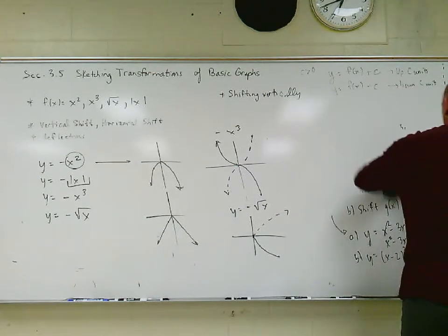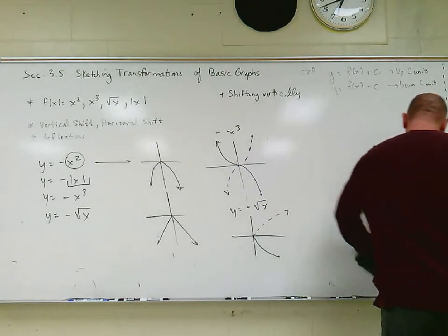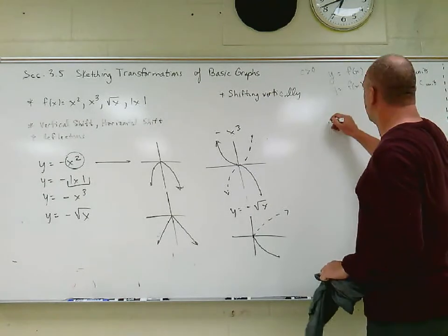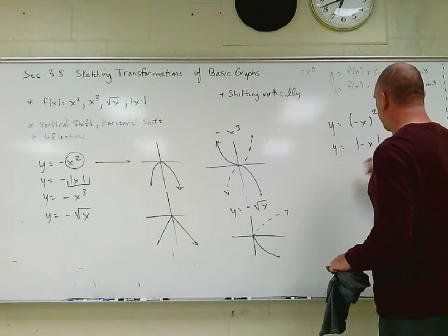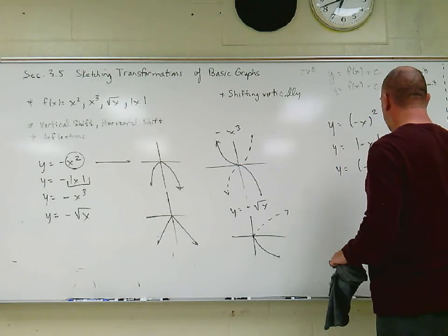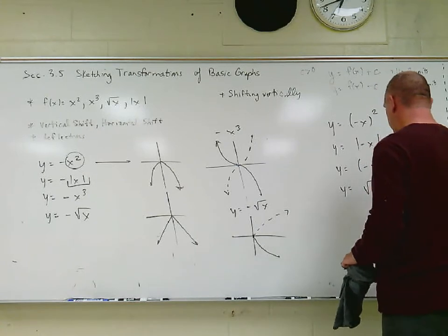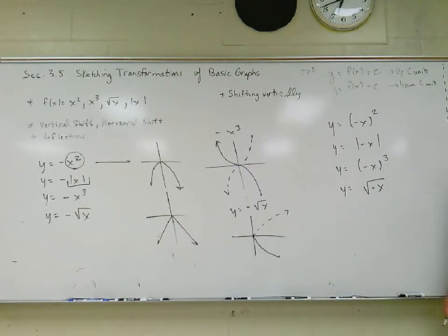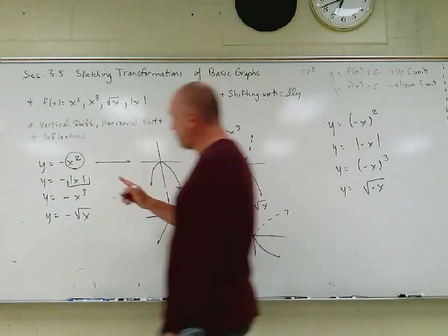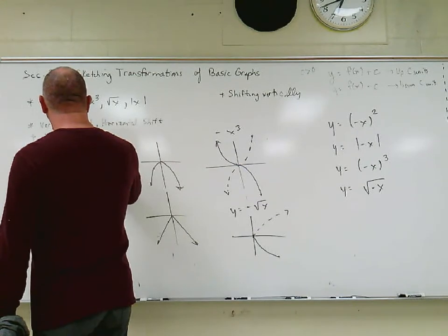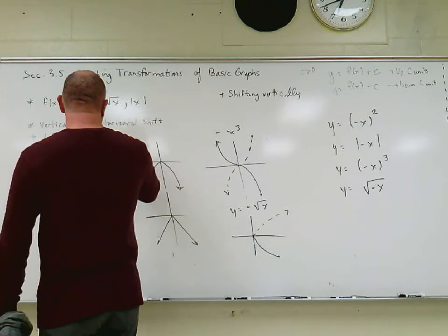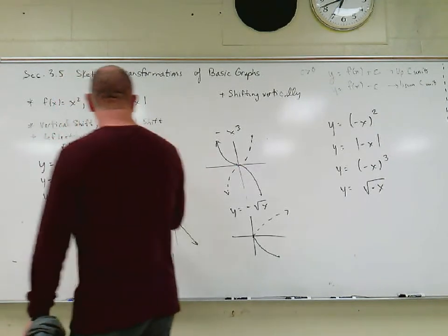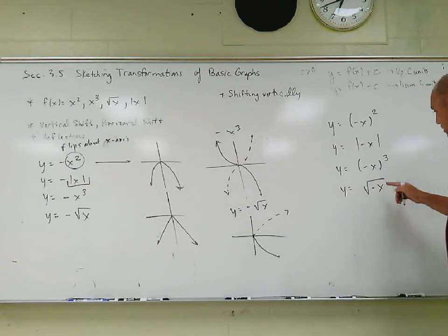What do you do if you have a negative on the inside? So what happens if we have a negative on the inside? So if we do negative x quantity squared, or absolute value of negative x, or negative x quantity cubed, or square root of negative x, what does a negative on the inside do? Yes? It does flip. So here, negative in front flips about the y-axis. I'm sorry, x-axis. You're right. And over here, believe it or not, it flips about the y.